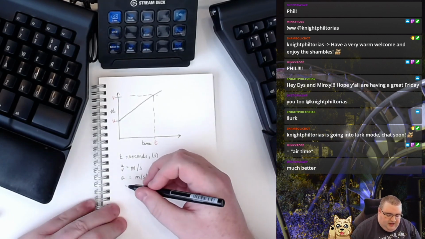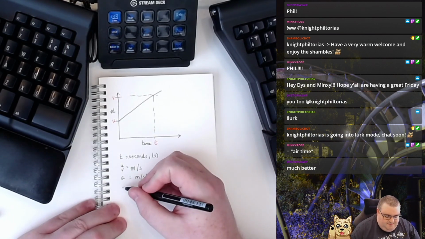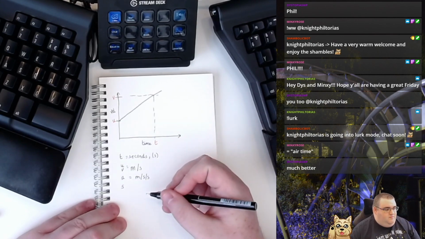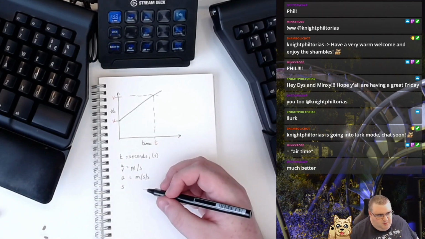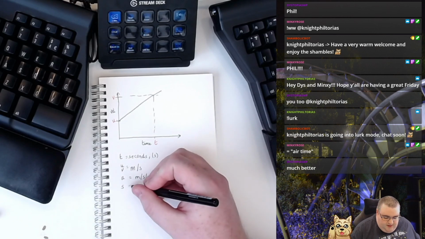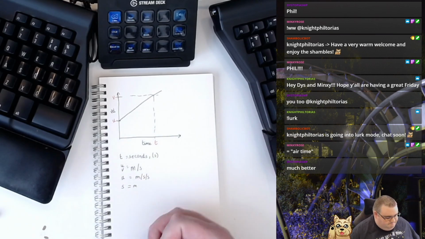And we might as well have S as the displacement, because for some reason it's not D. Don't ask why. And that's measured in meters.